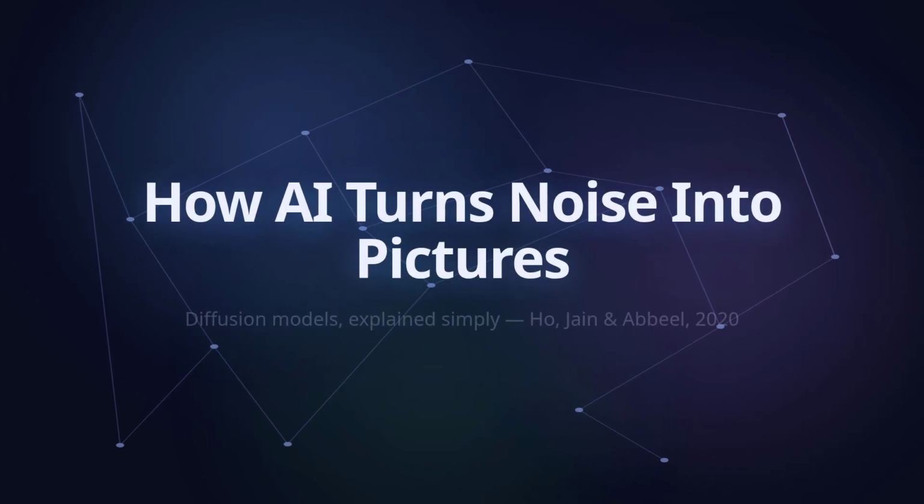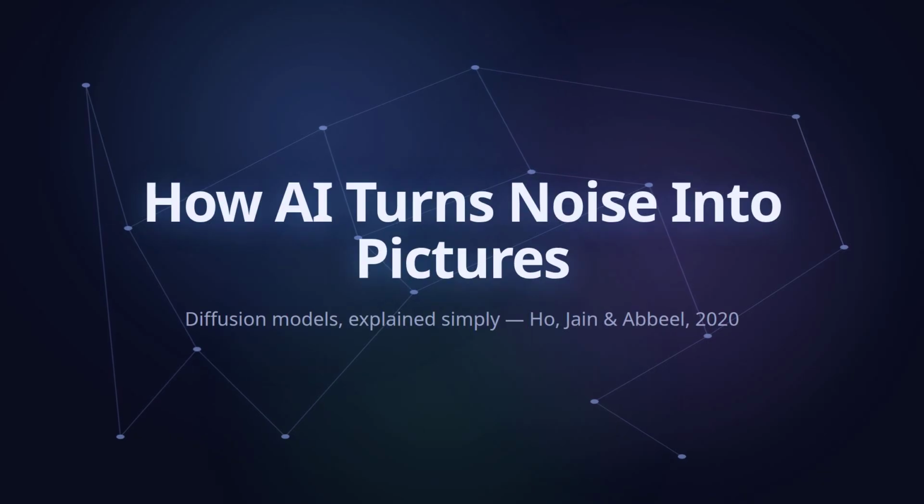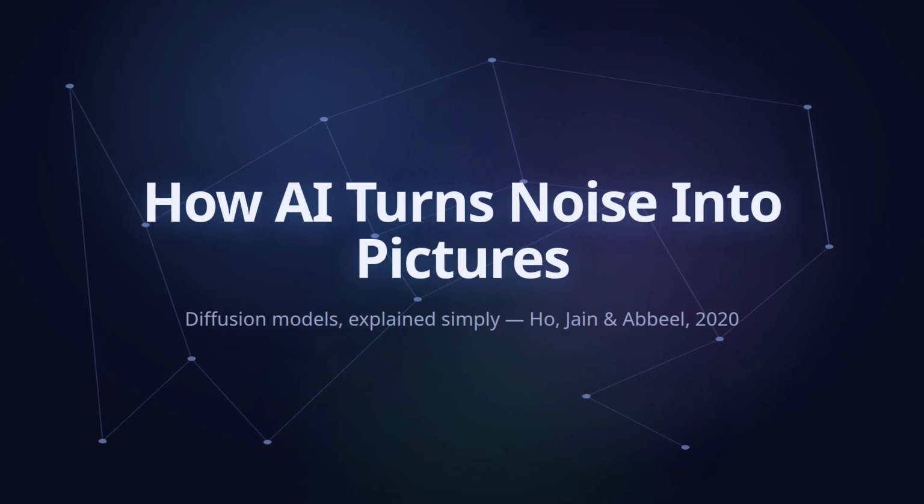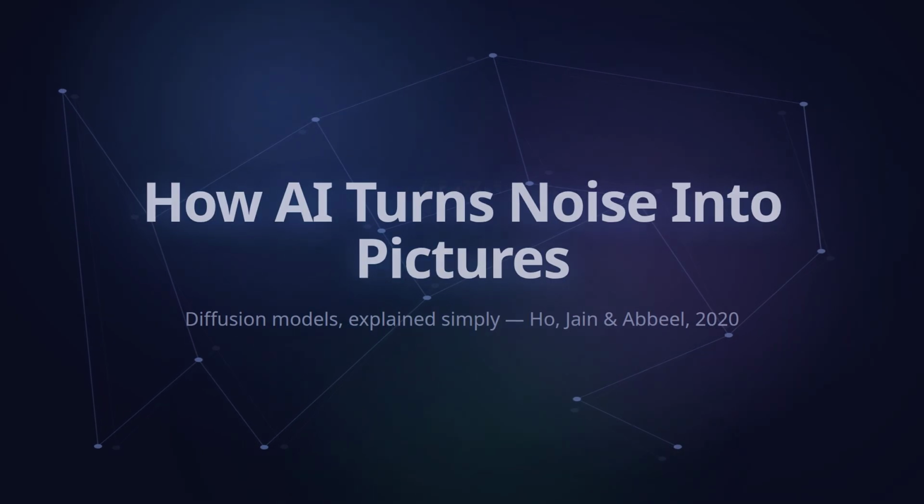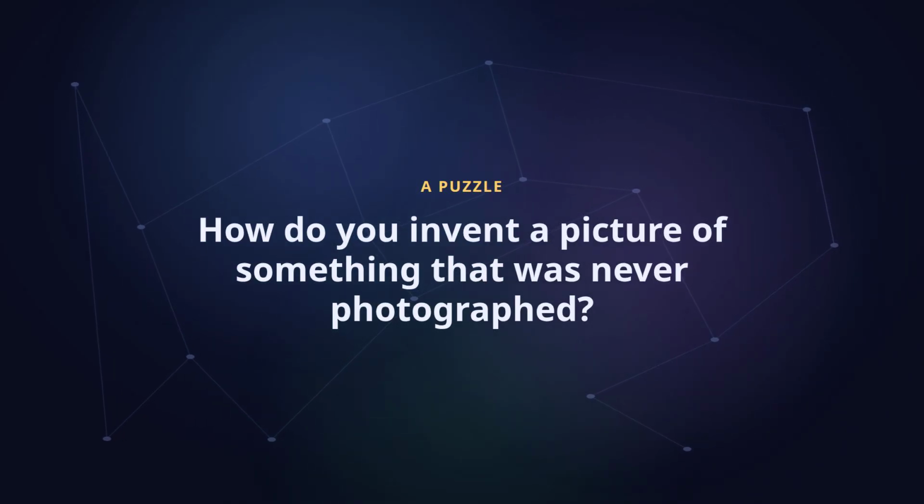Let's talk about diffusion models, the idea behind a lot of today's AI image generators. We'll keep it simple. How does a computer turn pure random noise into a brand new picture? Here's a puzzle. How can a computer dream up a photo of a person who has never existed, a face it has never seen, that isn't a copy of anything? It sounds like magic. It isn't. It's a surprisingly simple trick.